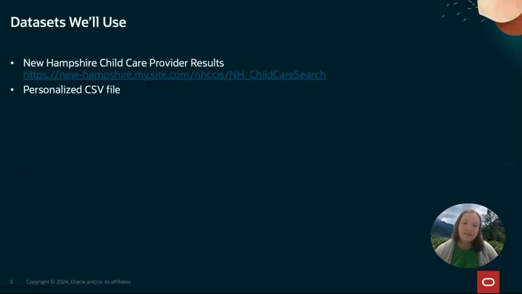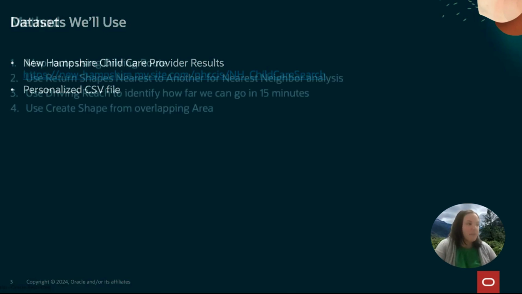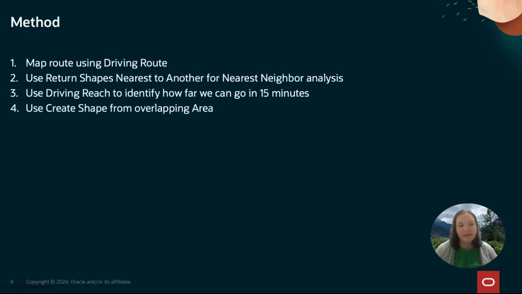So we live in the state of New Hampshire, which is in the United States. And we're very lucky that New Hampshire provides a data set of all of the daycare locations in the state, including their addresses. And then I created a personalized CSV file of the locations that we're interested in. The data set that I'll show you today is fake, but it's based on reality. And then there are some things that we'll show you in Spatial Studio that I'll go through now to do that.